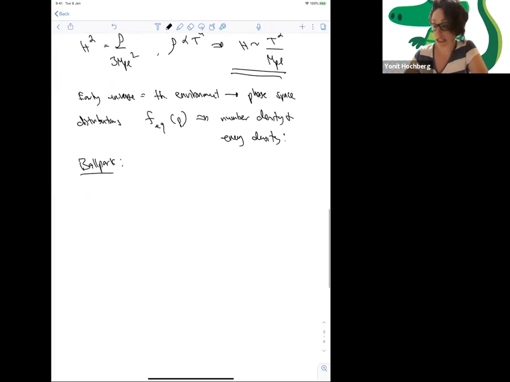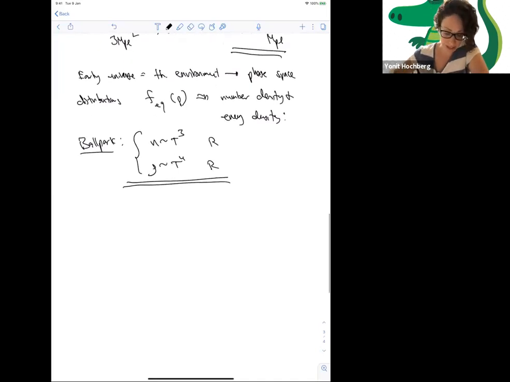But when the species are relativistic, the number density scales like temperature cubed, and rho, the energy density, scales like temperature to the fourth. So this is going to be the scaling that we should all try to remember together.